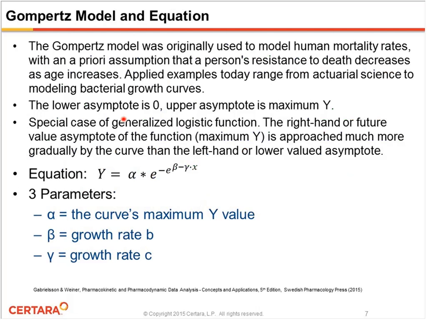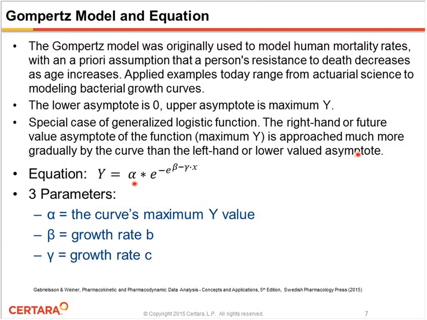In the Gompertz model, the lower asymptote is 0 and the upper asymptote is maximum y. And this represents a special case of the generalized logistic function. With the Gompertz model, it's designed to allow for a very steep initial increase and then a more gradual approach towards the upper asymptote. So as we approach the maximum y, it's approached much more gradually by the curve than the left-hand or lower valued asymptote.